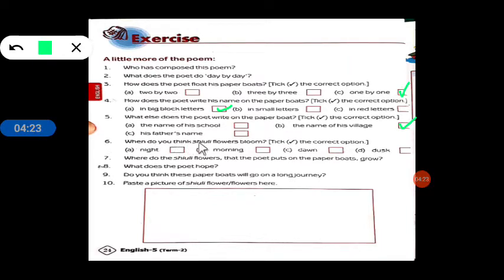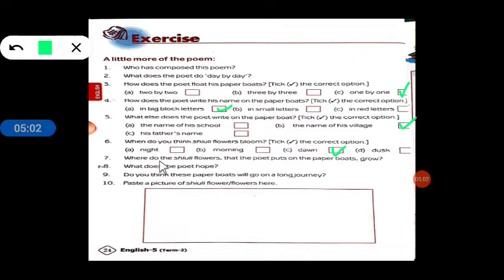Then the sixth one: when do you think Shuli flowers bloom? A, night; B, morning; C, dawn; D, dusk. Option C is the right answer. Dawn is early morning, so these flowers bloom in early morning.